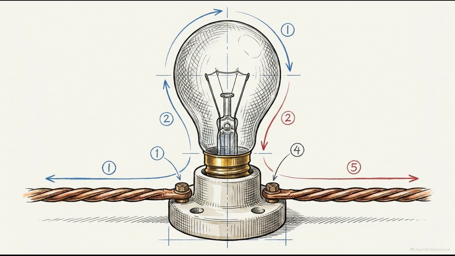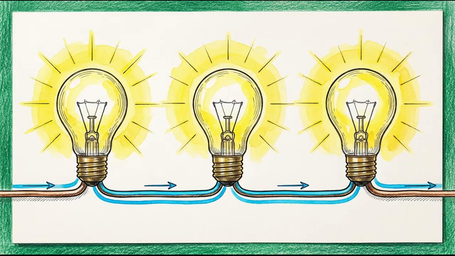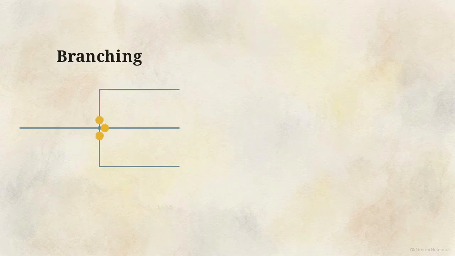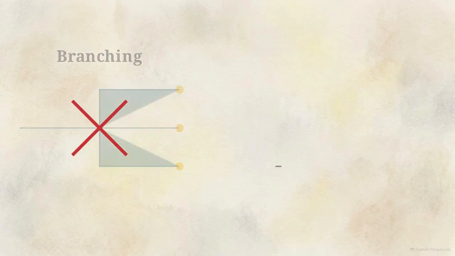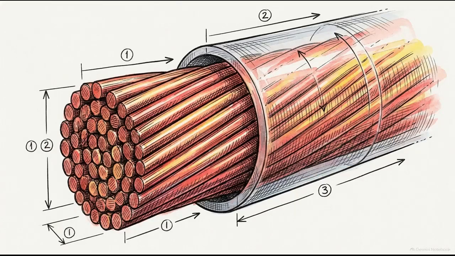To see those limits in action, we need to define electrical current. Current, represented by the letter I, is the precise rate at which electrical charge flows past a specific point in a circuit. That brings us to the primary axiom of series circuits. Because there is only one physical path, that rate of flow must be identical at every single point in the system. Look at the schematic.